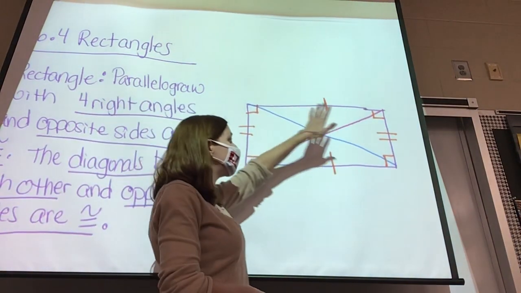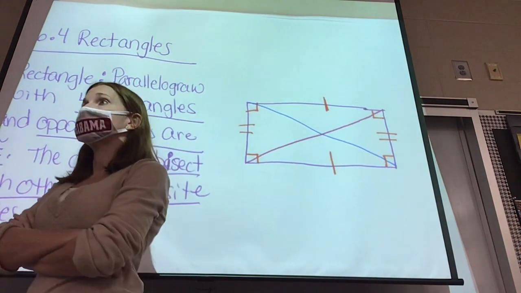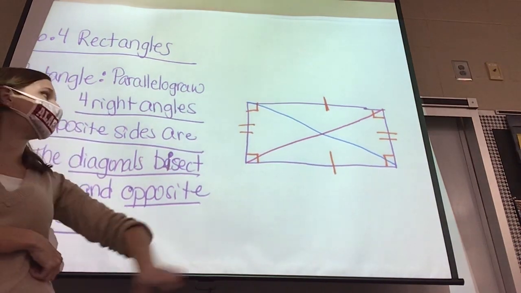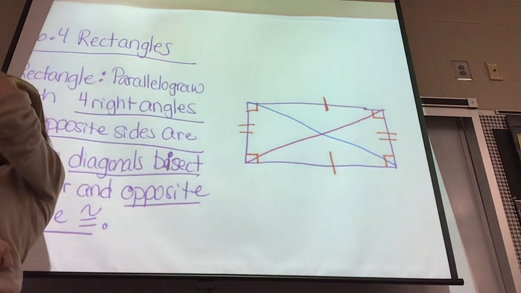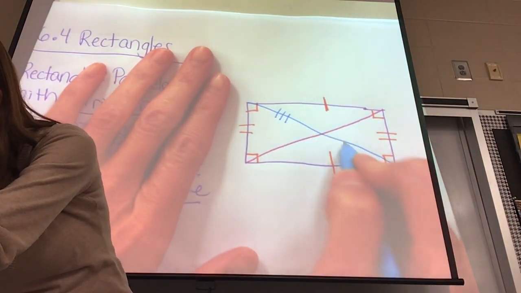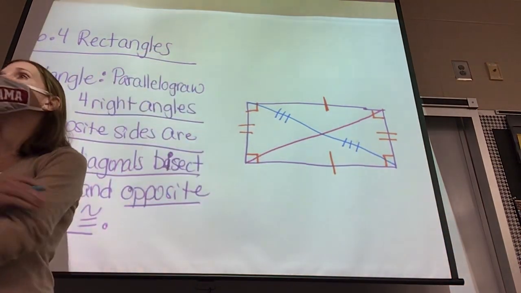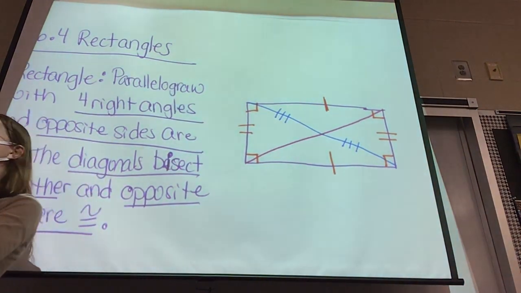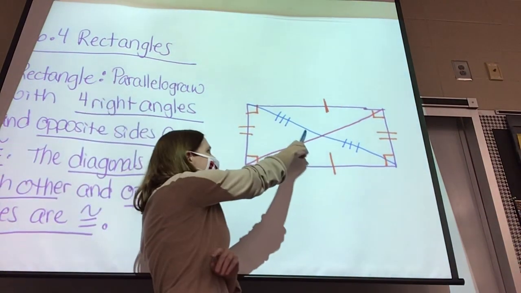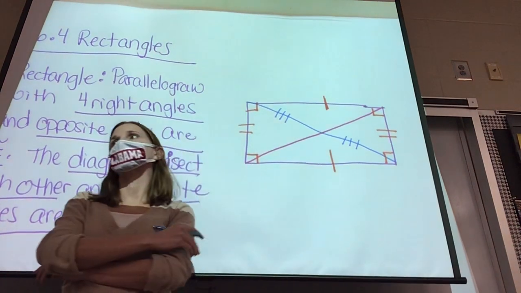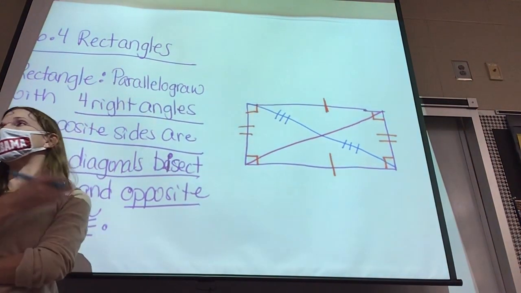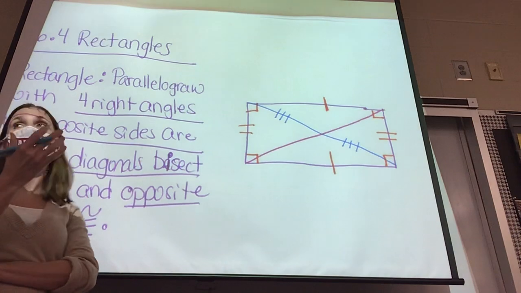So this half is equal to this half. So how can I show that? By putting lines. So this time the blue is going to get 3 lines, because I've already used 1 line, I've already used 2 lines, so now I'm up to 3. So now, since this has 3 marks, this has 3 marks, that tells me that those 2 are equal. So they're both 7, they're both 15, they're both whatever.